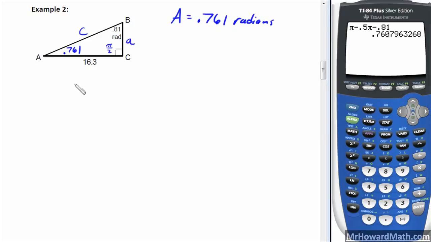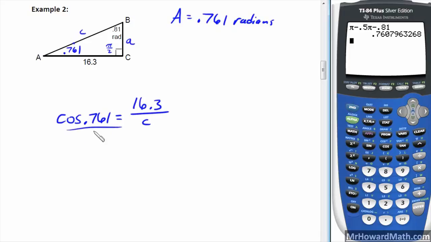Okay, so I know that I have this 0.761 angle. From this angle, I have the adjacent side. I want the hypotenuse. So adjacent and hypotenuse is cosine. So cosine of 0.761 radians is equal to the adjacent side, 16.3, over the hypotenuse, little c. I should write that smaller. I intended for that to be a lowercase c. I'll write it a little smaller there.